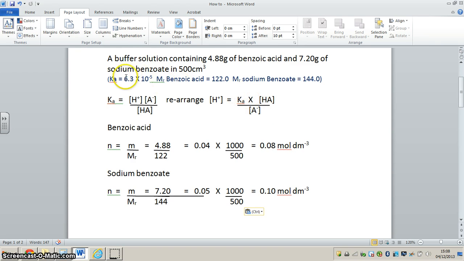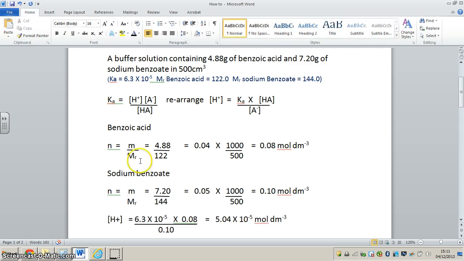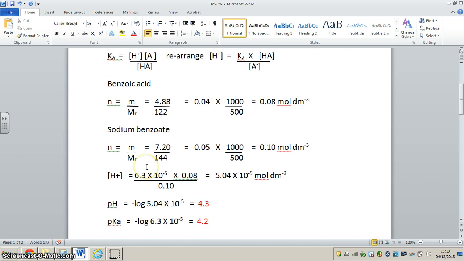So for this expression, we have all of these three values. We have the Ka, we have HA, and we have A minus. And what we now need to do is to put those values into the equation to get a value for the hydrogen ion concentration. So let's just do that. And here is our hydrogen ion concentration. And now pH is quite simply minus the log of this value. And let's quickly do that. And there we are. The answer to this question, the pH of the solution is 4.3.